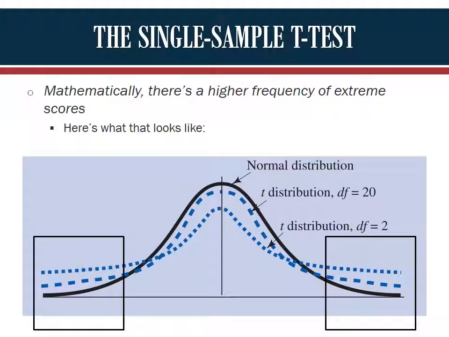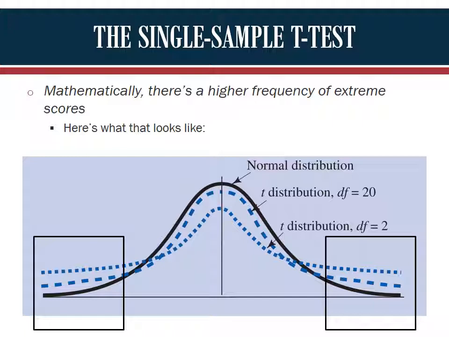This image is from the book. The black line, as you can see, is a normal distribution. It's got those nice little tails and the hump where the mean is. The two blue dotted lines are two different t-distributions. Again, t-distributions are based on estimated population variance. Mathematically speaking, we know that using estimated variance doesn't produce a normal curve in most situations. Instead, there's a higher frequency of extreme means or extreme scores in the tails. Higher frequency meaning, remember, this distribution is a frequency distribution.